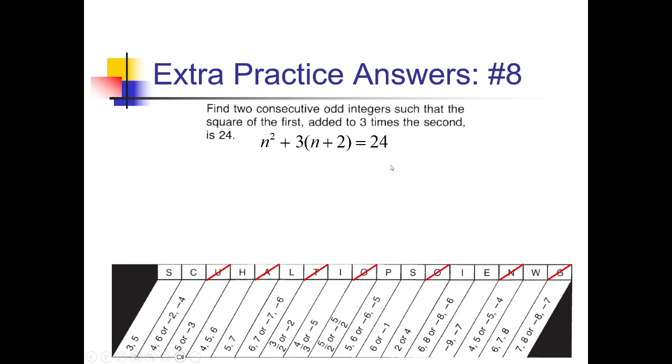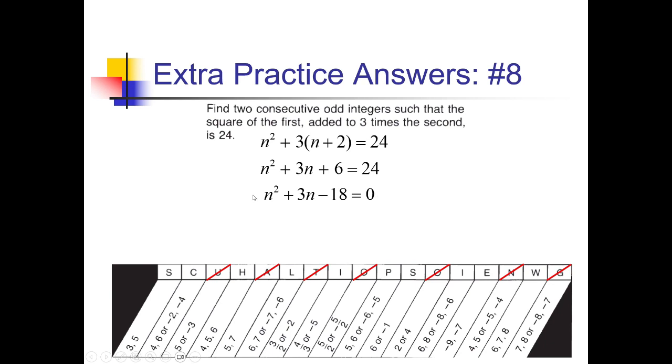So equals 24. All right, let me distribute this out and put this in standard form so I can maybe factor it. N squared is good where it is. 3 times n is plus 3n. 3 times 2 gives me a plus 6. 24 is still there. But now I'm going to subtract 24 to get standard form. 6 minus 24 is a negative 18. So that all equals 0.